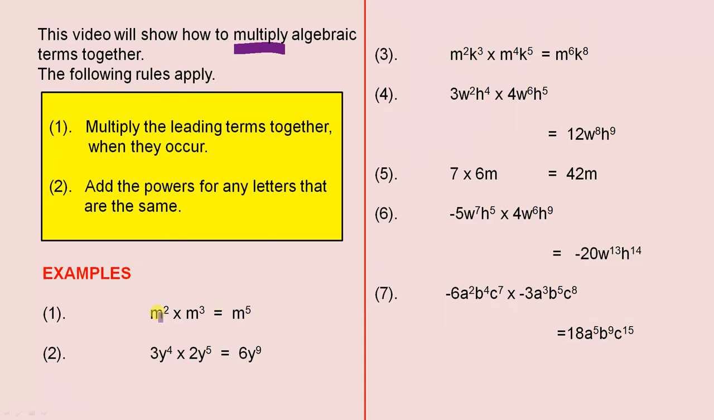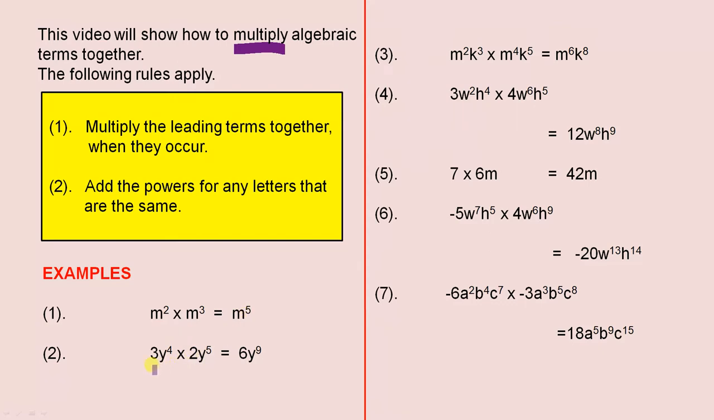The first one, m squared times m to the power of 3. You can see that the two letters are the same, so we put the m here, and because the two letters are the same, add the indices. 2 plus 3 is 5, so that's m to the power of 5. It's a very straightforward rule.